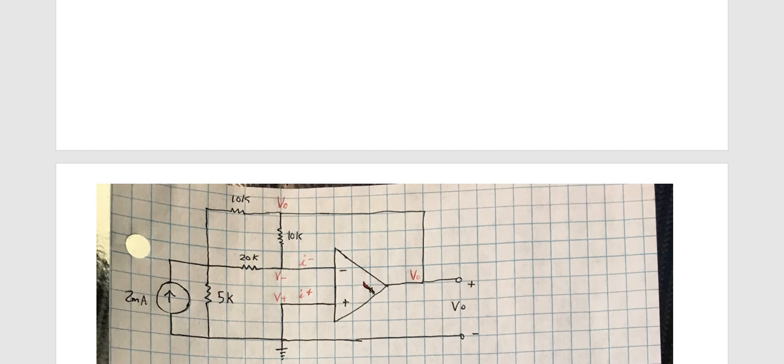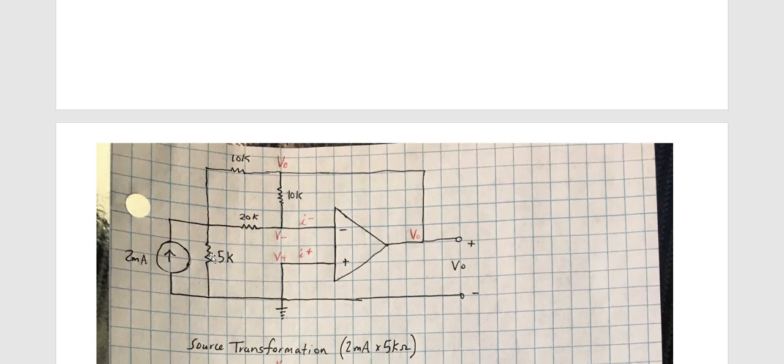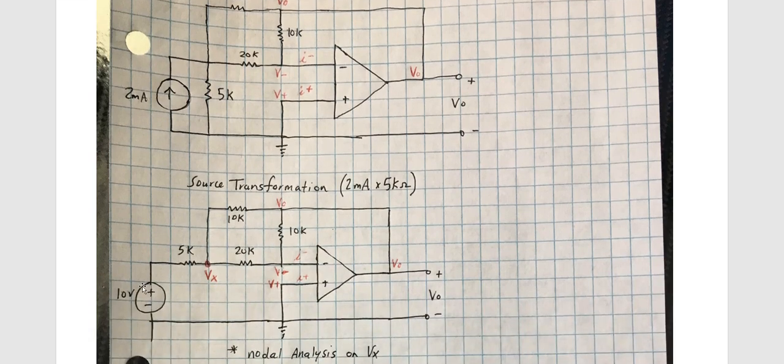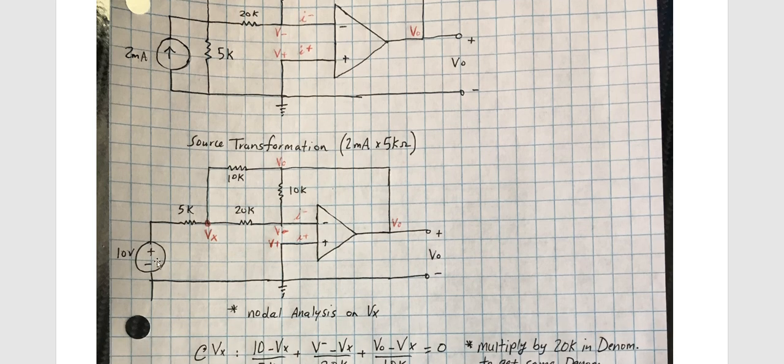Now what we want to do first, observing this circuit, is make this resistor in series, and to do that we do a source transformation, which is just current source multiplied by the resistance, which gets you 10 volts, and then the 5K becomes in series now. I've labeled an arbitrary value of Vx right over here. Nodal analysis on this Vx would be 10 minus the Vx over 5K.